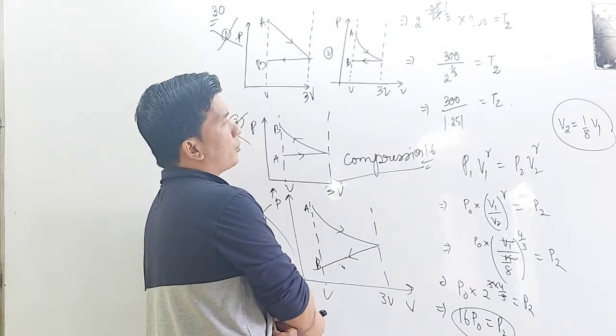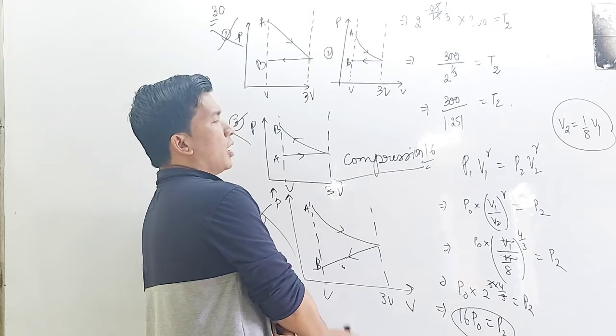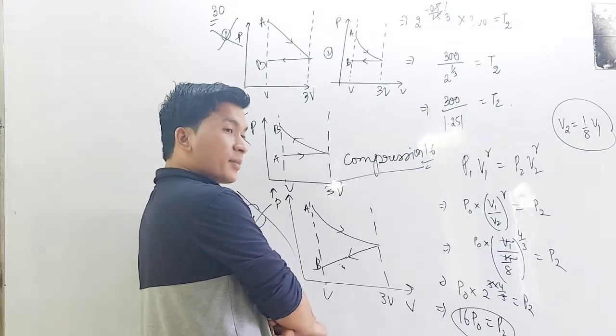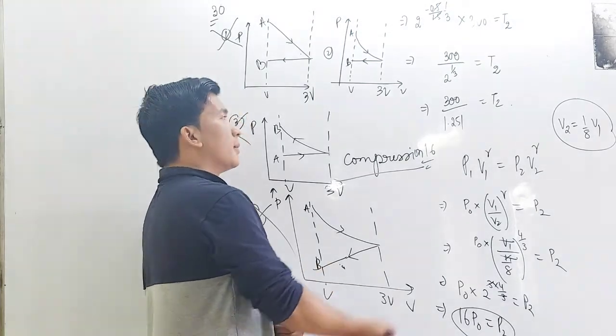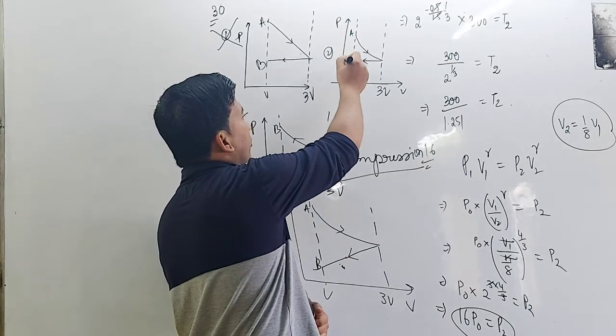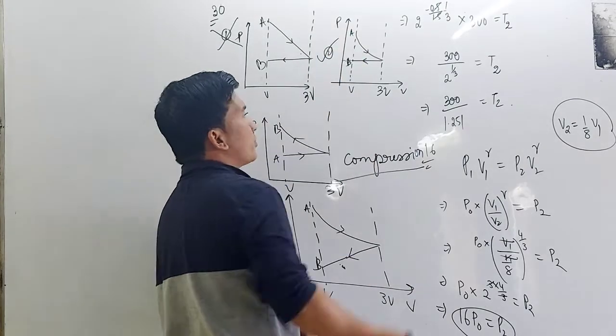And what about your isobaric process? In an isobaric process our pressure must be constant. That means the graph must be perpendicular to the pressure axis. The option number 2 must be the correct answer.